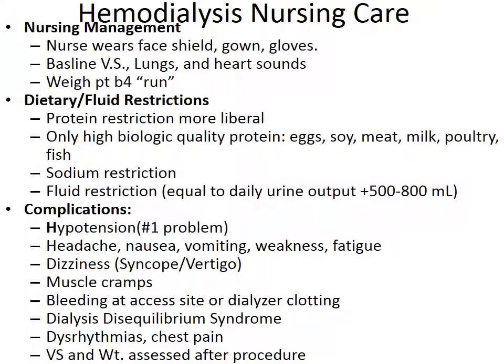Complications of hemodialysis include hypotension, which is the number one problem. As too much fluid is drawn off the patient, they often become hypotensive. Headache, nausea, vomiting, weakness, and fatigue. Dizziness, syncope, and vertigo, often due to the hypotension. Muscle cramps, bleeding at the access site or the dialyzer clotting. Dialysis disequilibrium syndrome, dysrhythmias, chest pain, and vital signs and weight are assessed after the procedure.